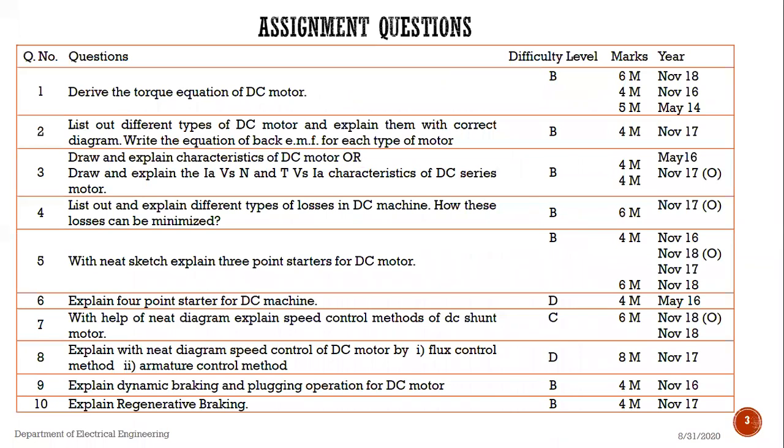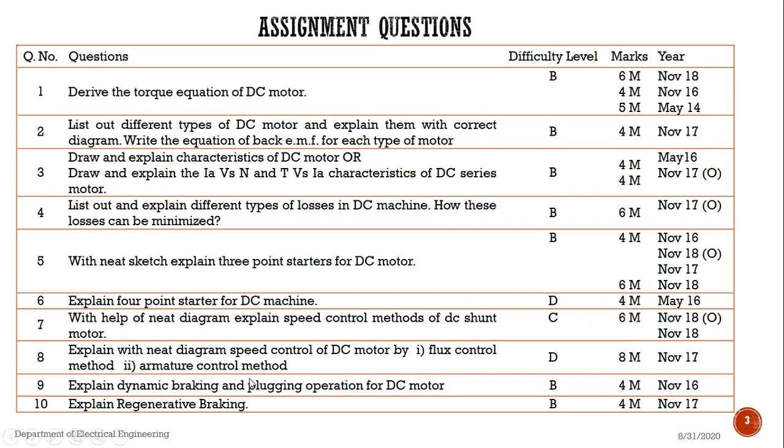See here, question number 7 and question number 8. With the help of a neat diagram, explain speed control methods of DC shunt motor, and this question was asked for 6 marks. Whereas, explain with neat diagram speed control of DC motor by flux control method and armature control method, this question was asked for 8 marks. That means the flux control method gets 4 marks and the armature control method gets 4 marks, and this question was asked in November 17.